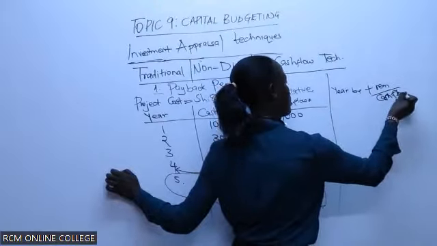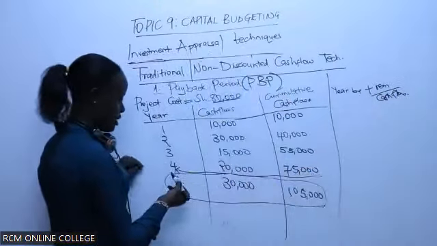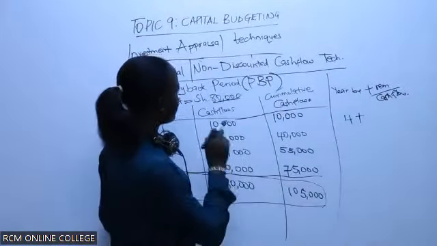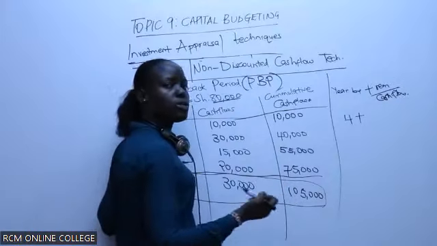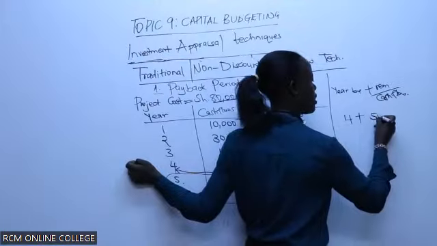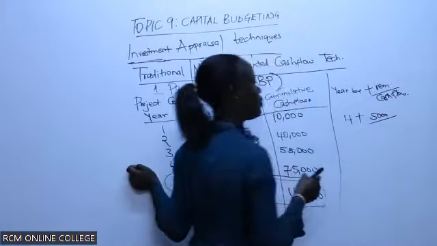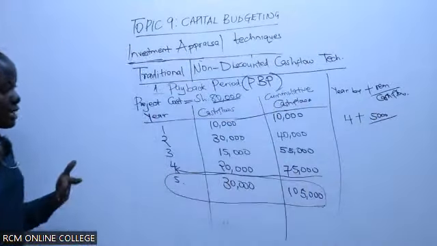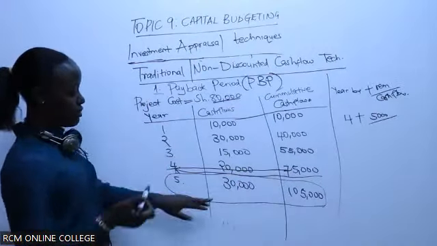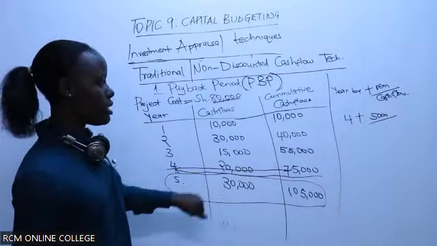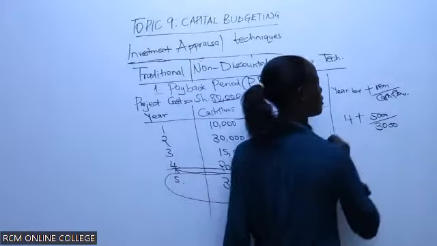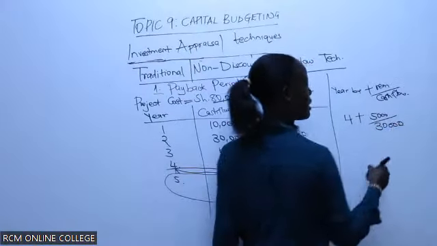So in this case, the year before a full recovery, we had a 4. So it will be 4 plus. Between 80,000 and 75,000, the amount we lack is 5,000. So that will be 5,000. But now we're going to divide it with the cash flow of the next year. After this year, the next year's cash flow that we had is 30,000. So it will be 4 plus 5 over 30. This is the years that we have.